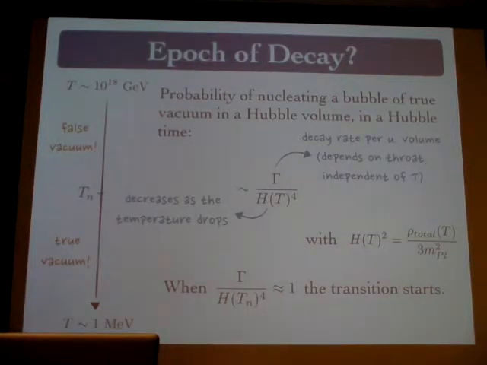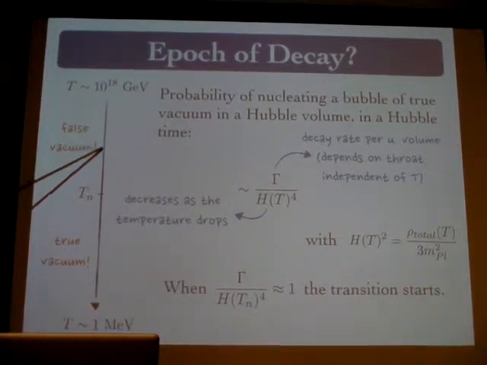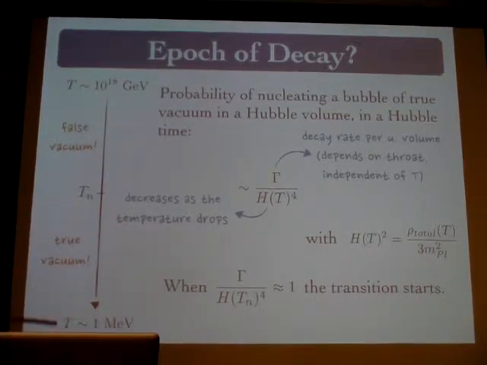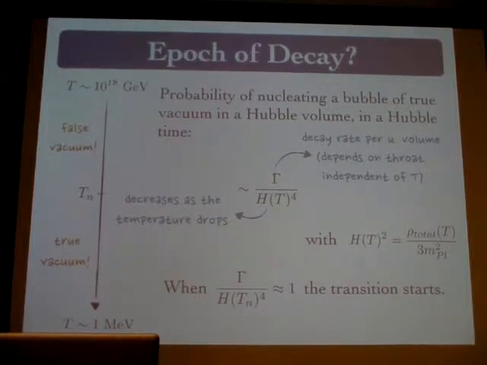Okay, so the picture of what's going on is the following. Once inflation is over, our throat is stuck in this metastable vacuum, and it will remain there until the probability of nucleating a bubble of true vacuum becomes of order 1.